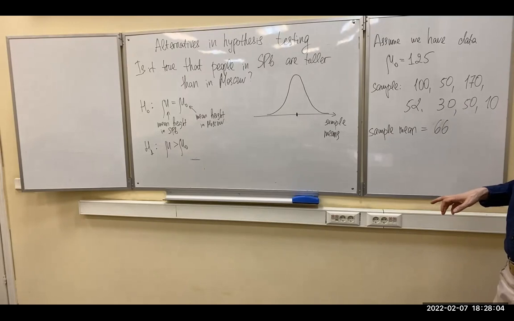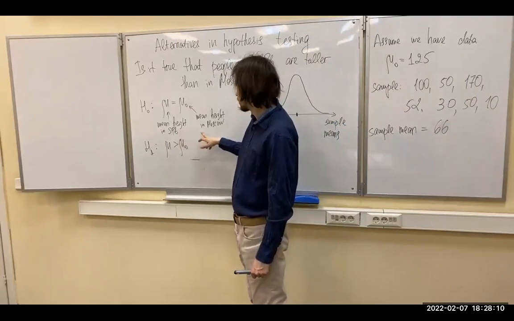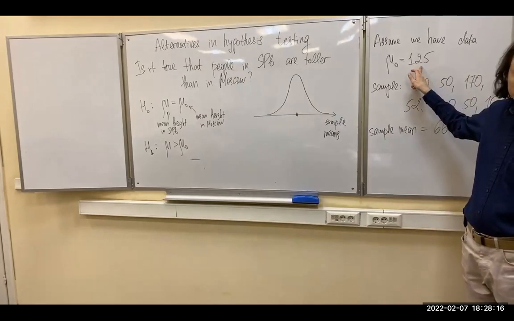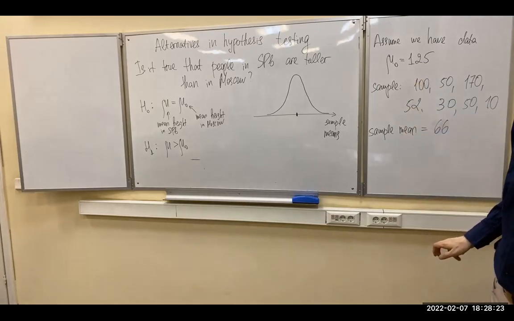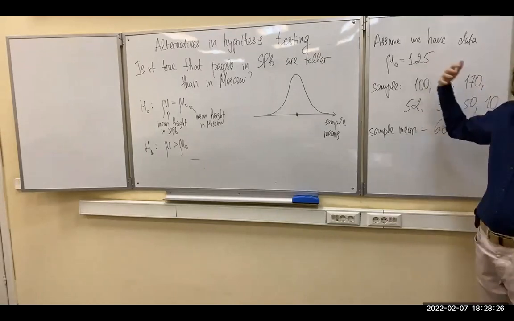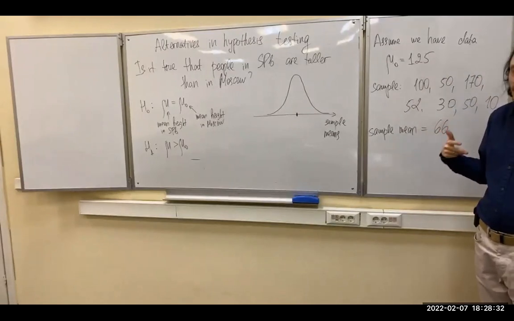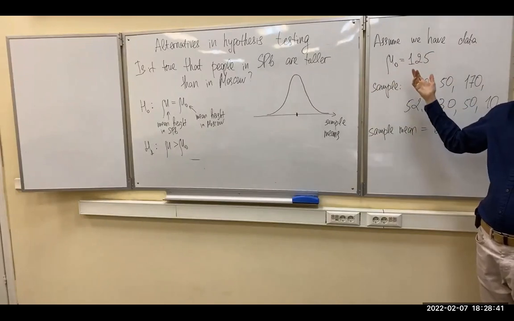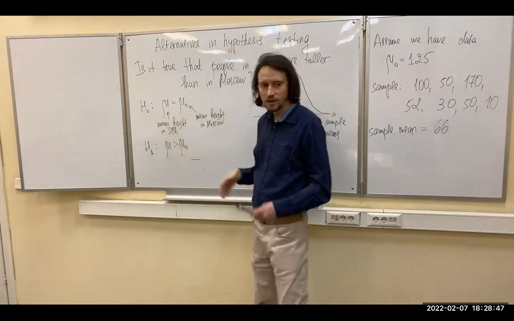So under the null hypothesis, we assume that people in St. Petersburg have the same height as people in Moscow. And we assume that people in Moscow have average height of 125. So possible sample averages are somewhere near this number. Again, I say this under the condition that the null hypothesis holds. Otherwise, I cannot draw any pictures like this because I don't know what mu is. But if I believe in this null hypothesis, then mu equals mu naught and everything is known.